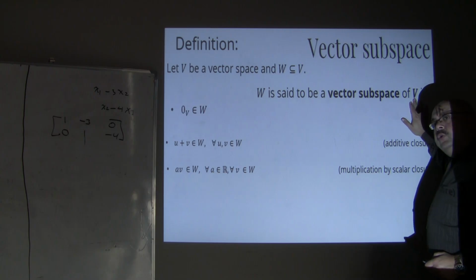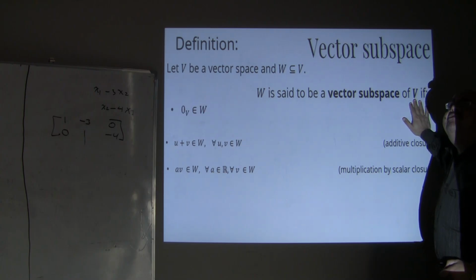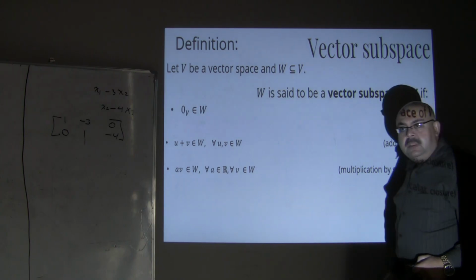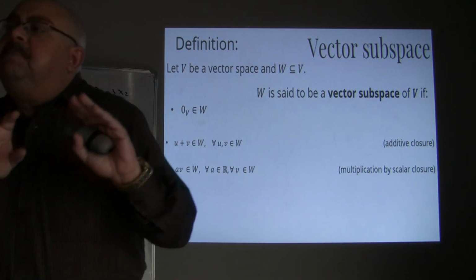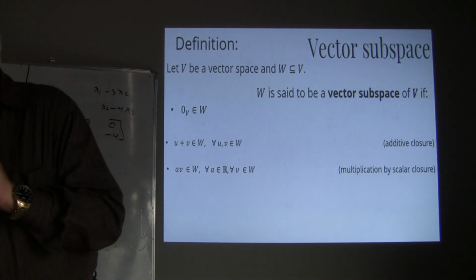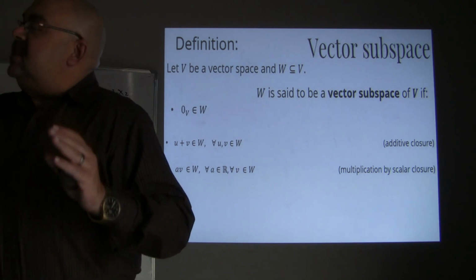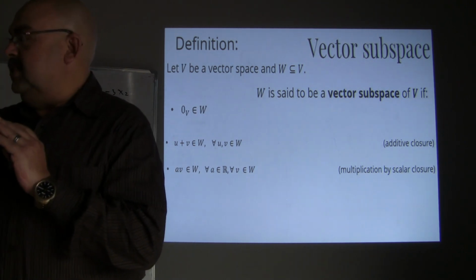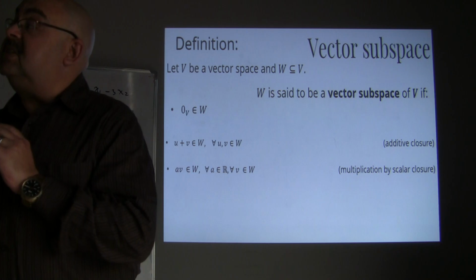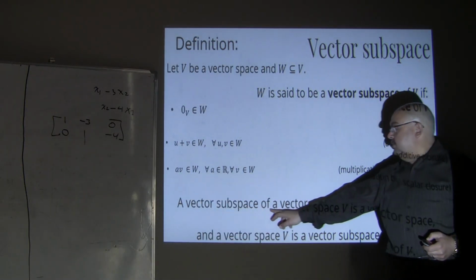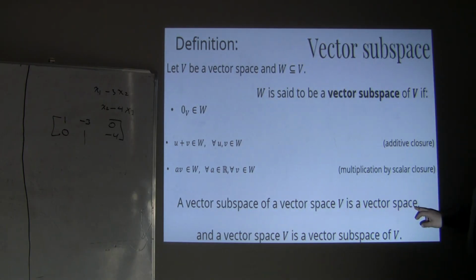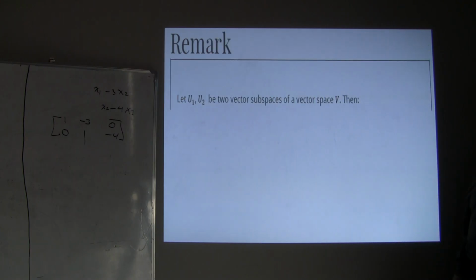Also, I want you to remember that every subvector space is itself a vector space. Once more, every subvector space is by itself a vector space. Okay, but it's a subset of a bigger vector space. And every vector space is a subvector space of itself. These 2 definitions are given here. A vector subspace of a vector space V is a vector space. And the vector space V is a vector subspace of itself.